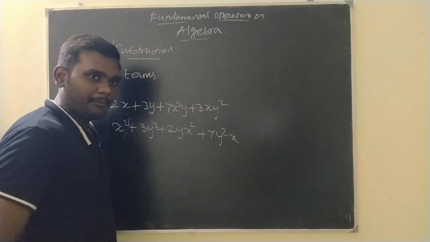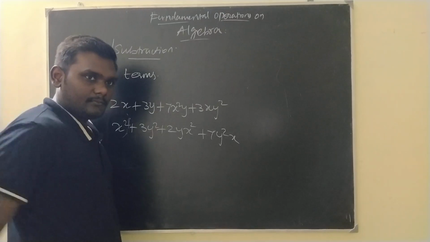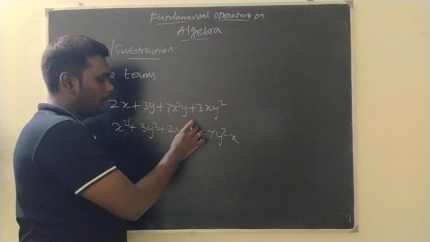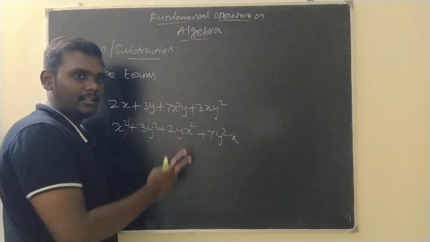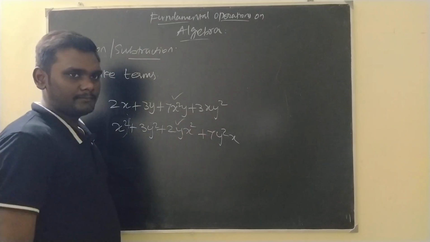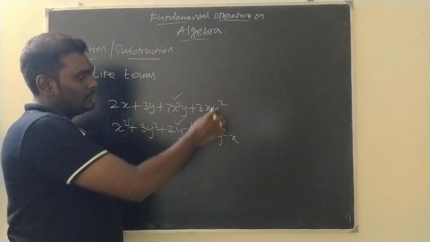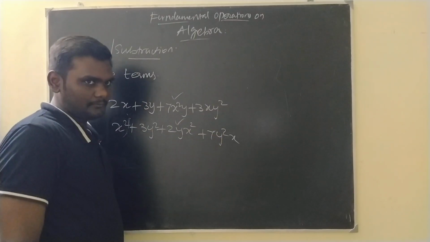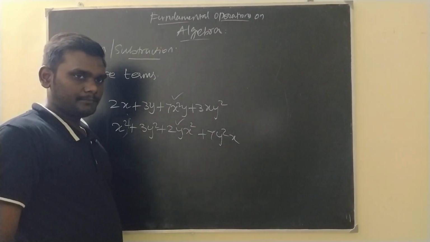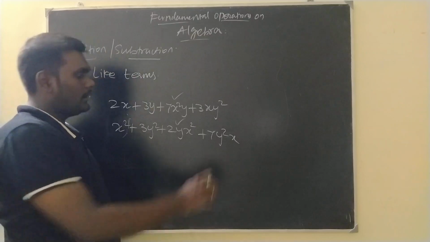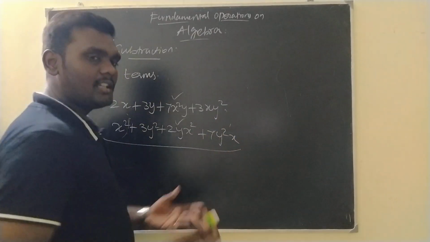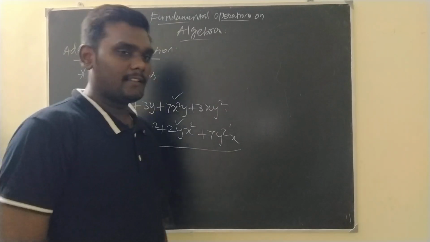Both are same or not same? Both are same. X power 2 y, here also x power 2 y. Though the order is front and back, both are like terms. So these two can be added. And these two same, order only different. So only these two can be added. Now how can we add the remaining things? We can't add. We should keep it as it is.